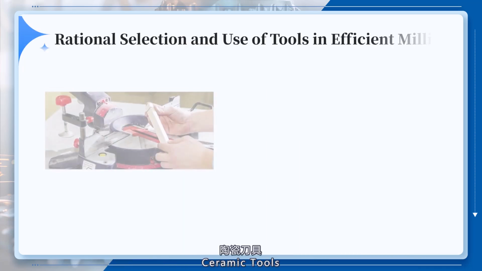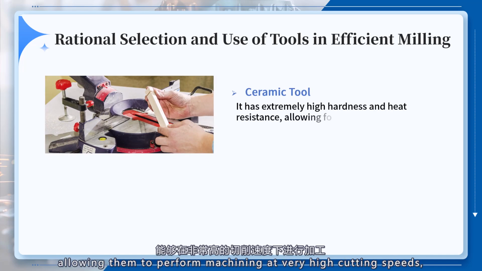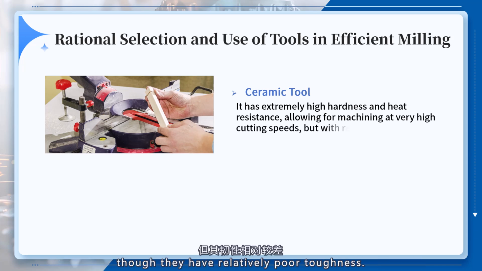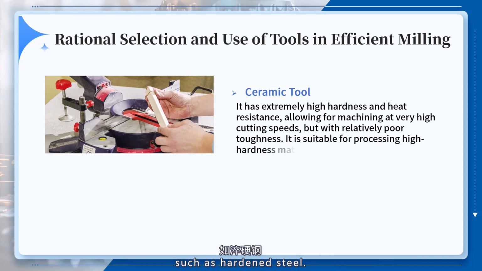Cemented carbide tools are the most widely used in high-efficiency milling and can be used for machining various metal materials. Ceramic tools. These tools have extremely high hardness and heat resistance, allowing them to perform machining at very high cutting speeds, though they have relatively poor toughness. They are suitable for machining high-hardness materials such as hardened steel.